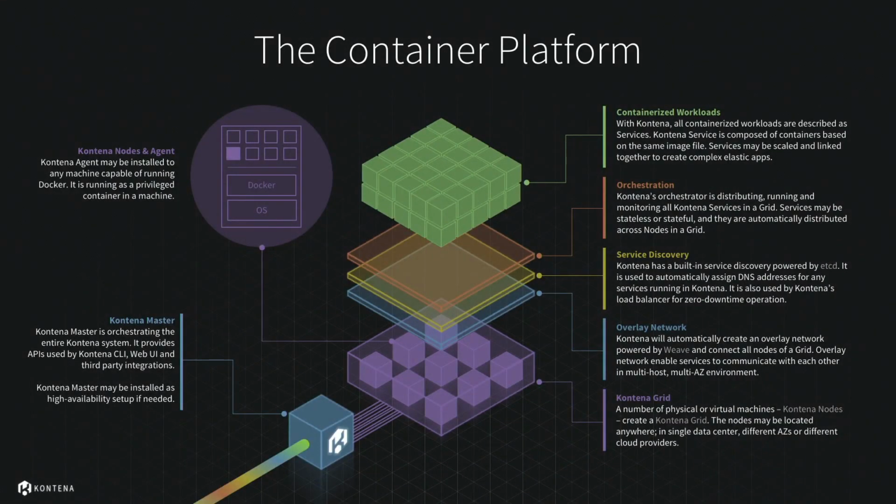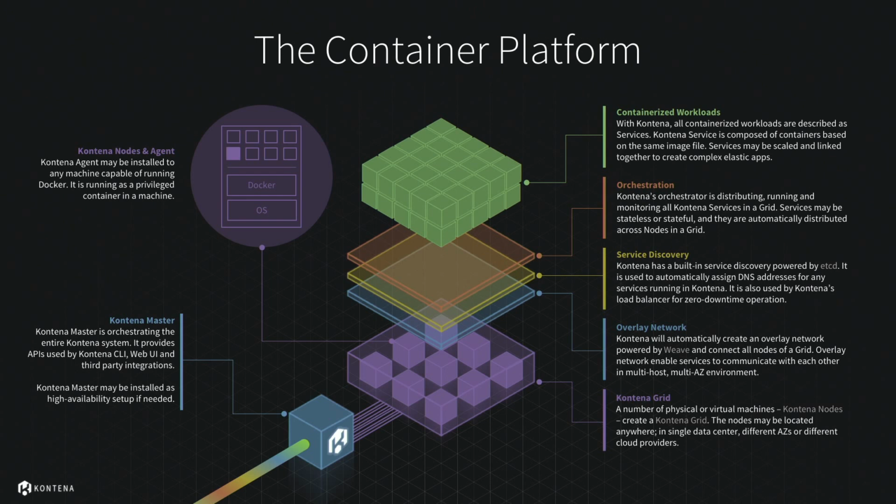Kontena is really orchestrating your containerized applications across different hosts, which Kontena calls a grid. So what Kontena does is it takes the set of nodes that you have and combines them as a kind of large single Docker machine where we can schedule your workloads.